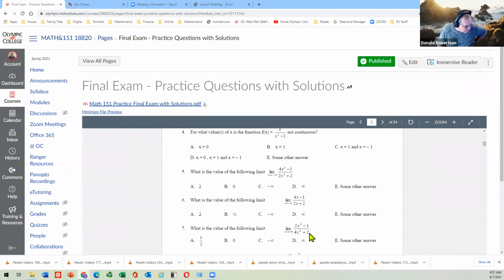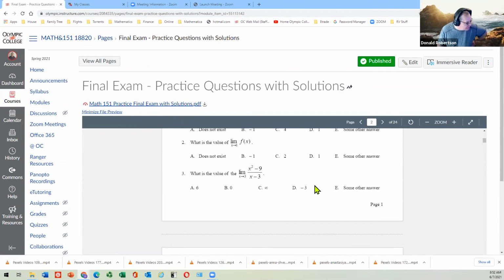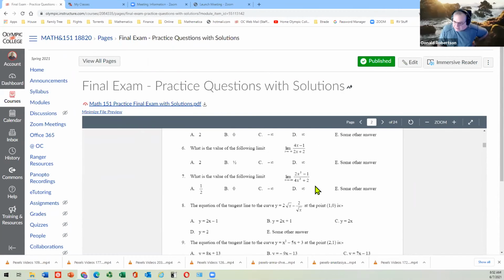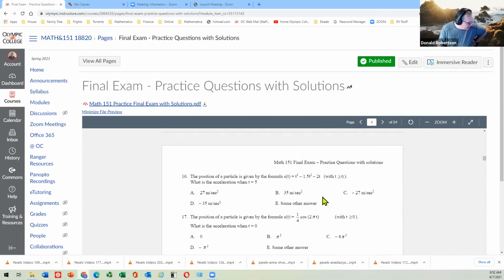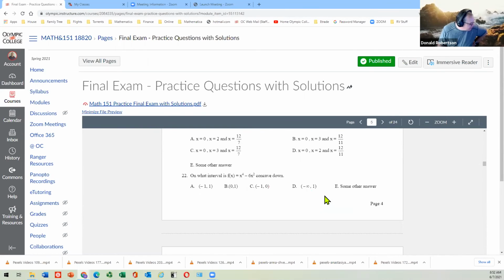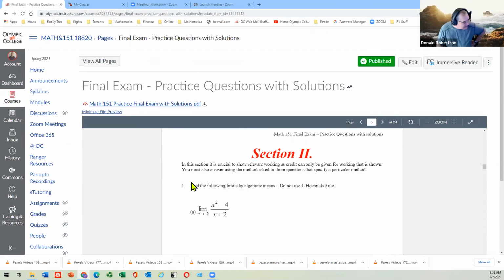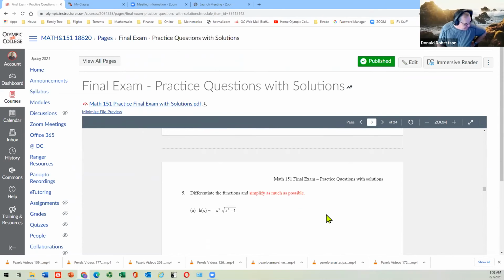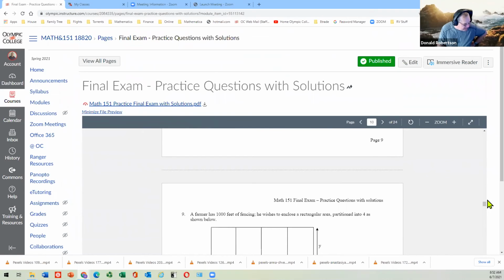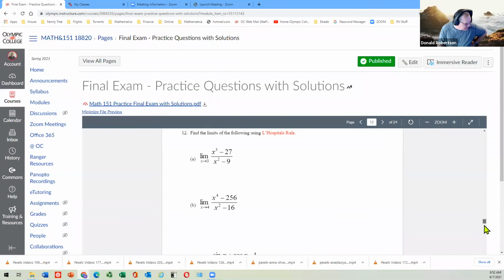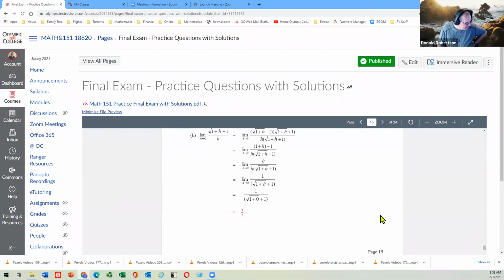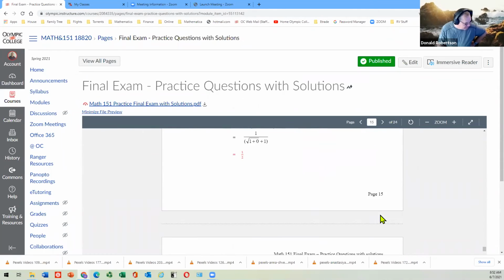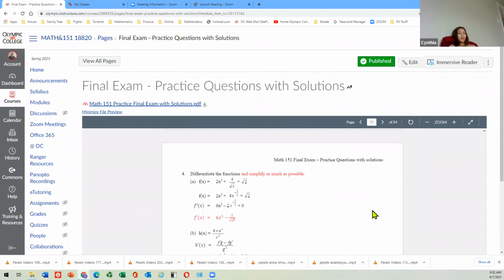So here are some multiple choice questions. So your test is going to look like that, but you aren't going to get anywhere near as many as that. You're going to get 10. I think there's 40 here. There's 20. Okay, there's 22 here, whatever it is. And then there's going to be a section 2, and you will do those kind of questions. And they are very similar to the test questions. And then right at the end, the solutions.